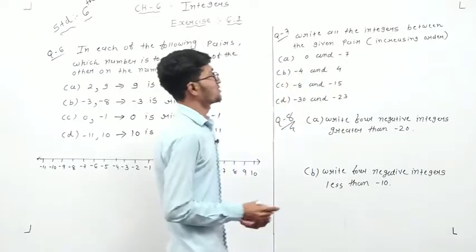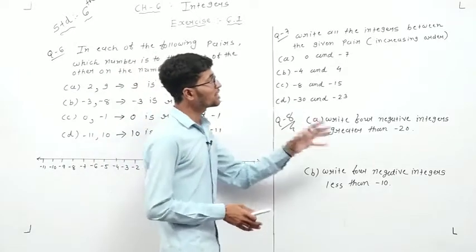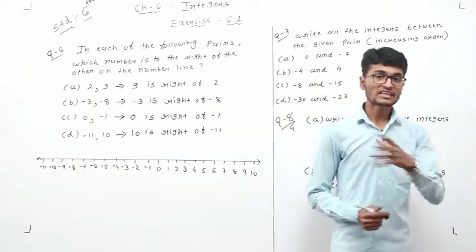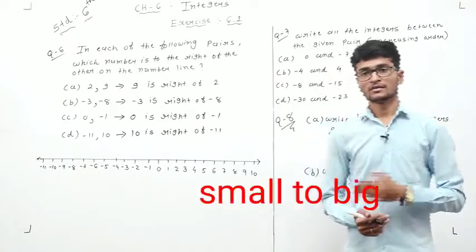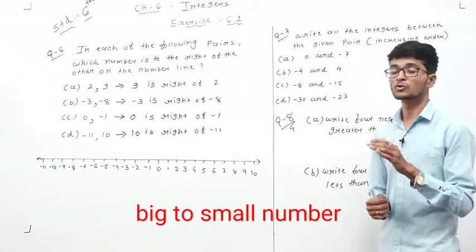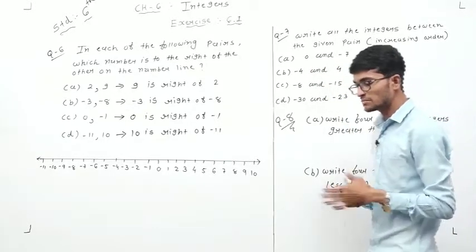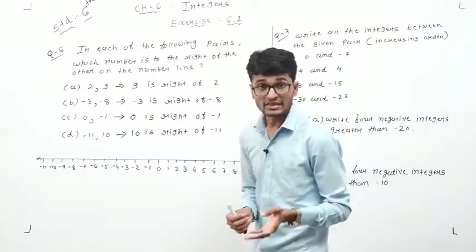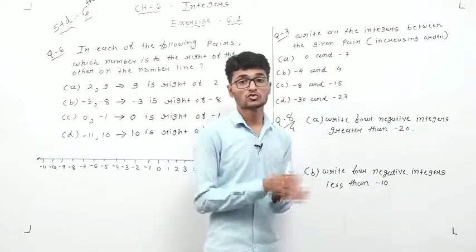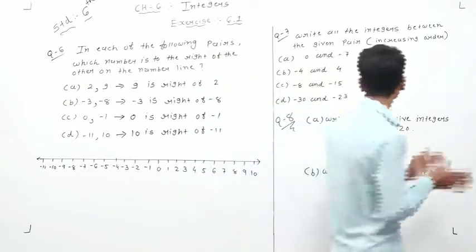Then question number 7: write all integers between the given pair, but here in brackets, write in increasing order. Increasing order means small to big number, and decreasing means big to small number. So first of all, 0 and minus 7. Which numbers are between 0 and minus 7? Minus 6, minus 5, minus 4, minus 3, minus 2 and minus 1. These are between 0 and minus 7.